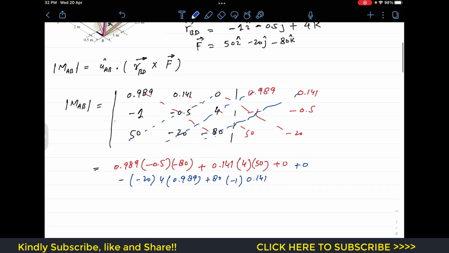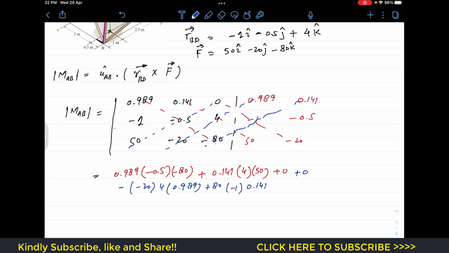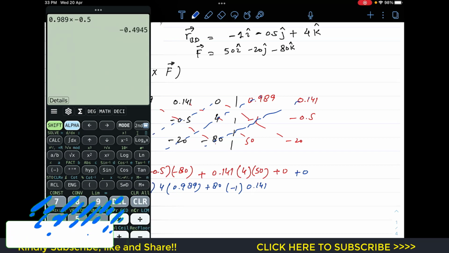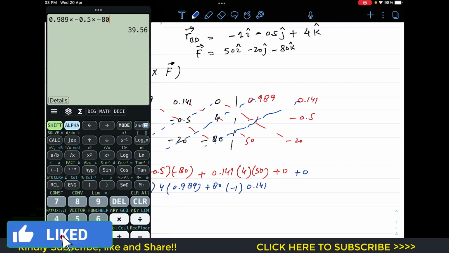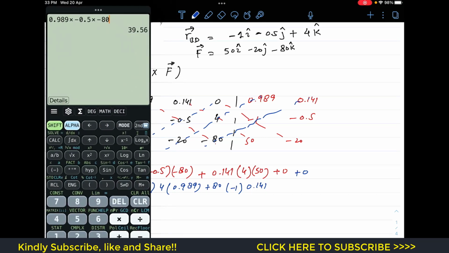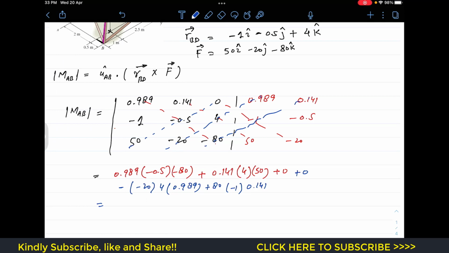When we calculate, this will give us the determinant of this given matrix. So this is 0.989 into minus 0.5 into minus 80. So the first term gives us 39.56.